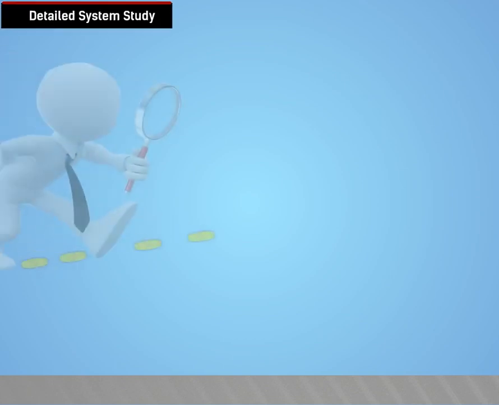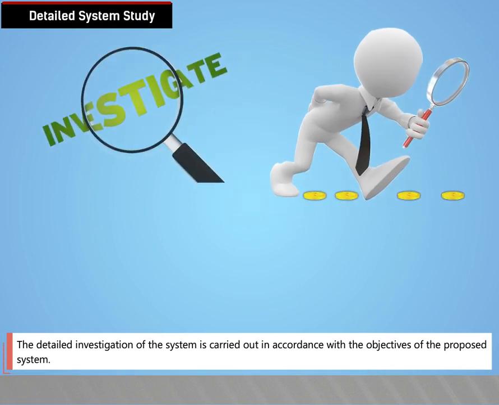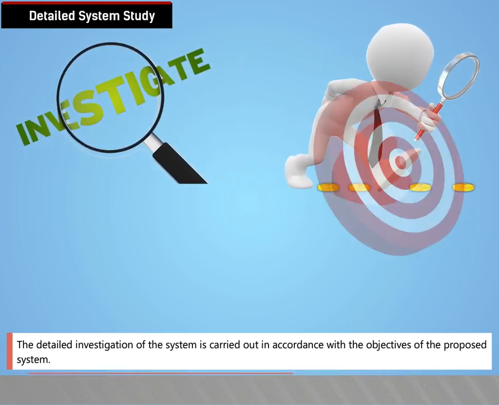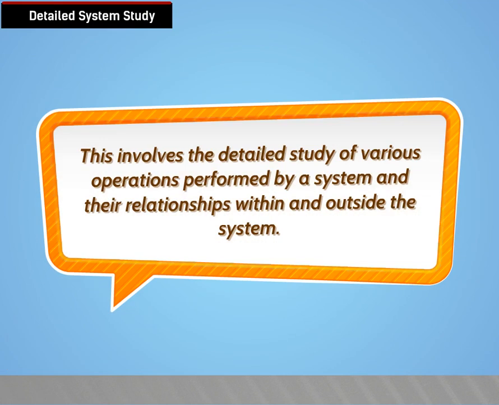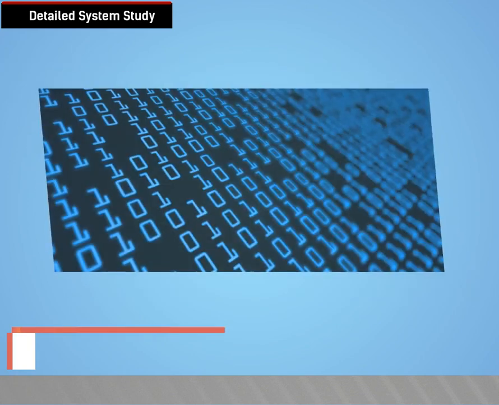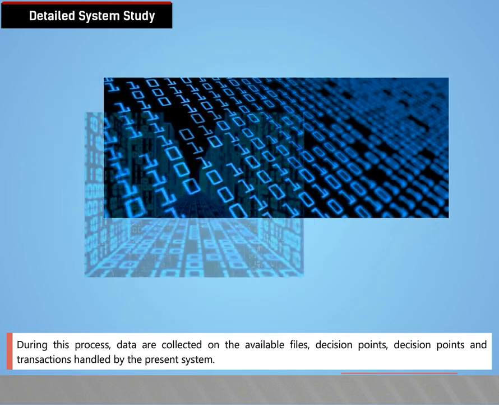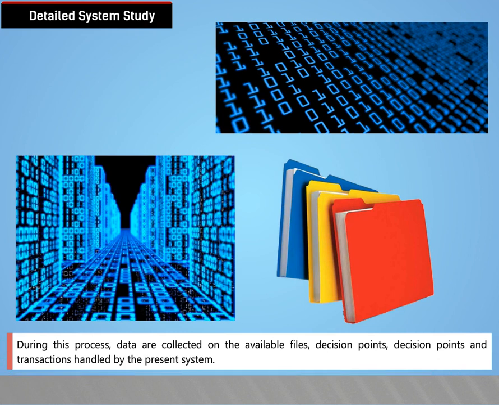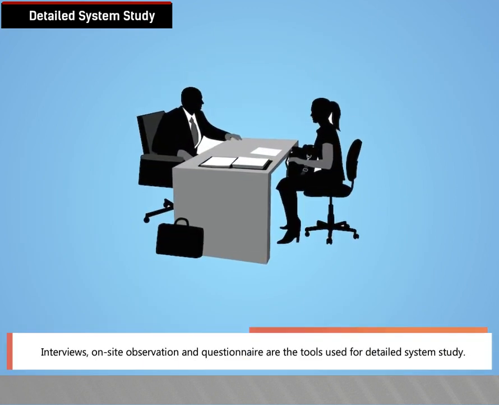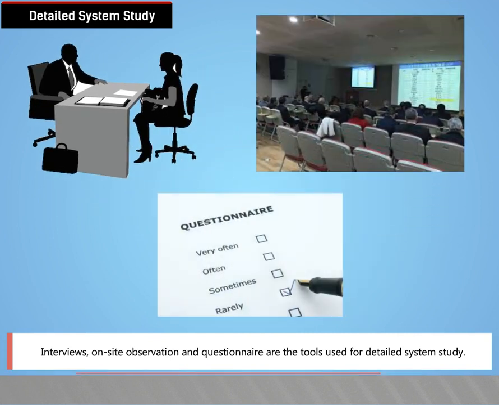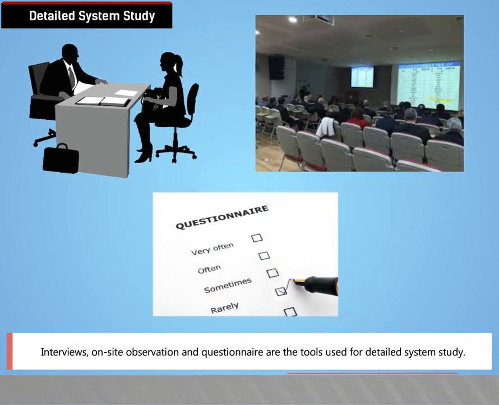Detailed system study. The detailed investigation of the system is carried out in accordance with the objectives of the proposed system. This involves the detailed study of various operations performed by a system and their relationships within and outside the system. During this process, data are collected on the available files, decision points and transactions handled by the present system. Interviews, on-site observation, and questionnaires are the tools used for detailed system study.